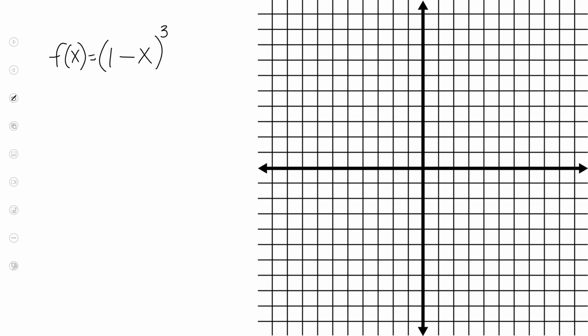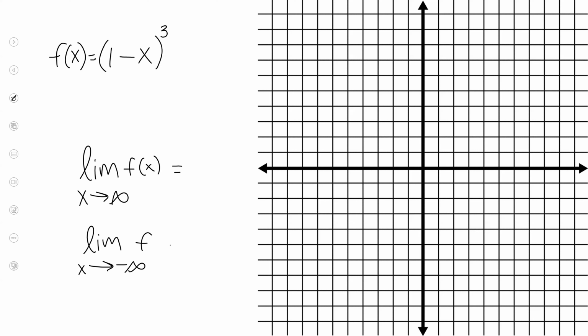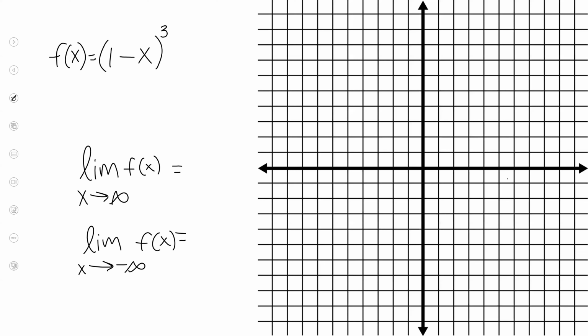Show me what this looks like, and of course, give me the limits as x goes to infinity and as x goes to negative infinity. Okay, so I'm going to rearrange this in the format that we're used to seeing it, where the negative x comes first and the positive 1 comes second. Now, this is still not in the correct format.